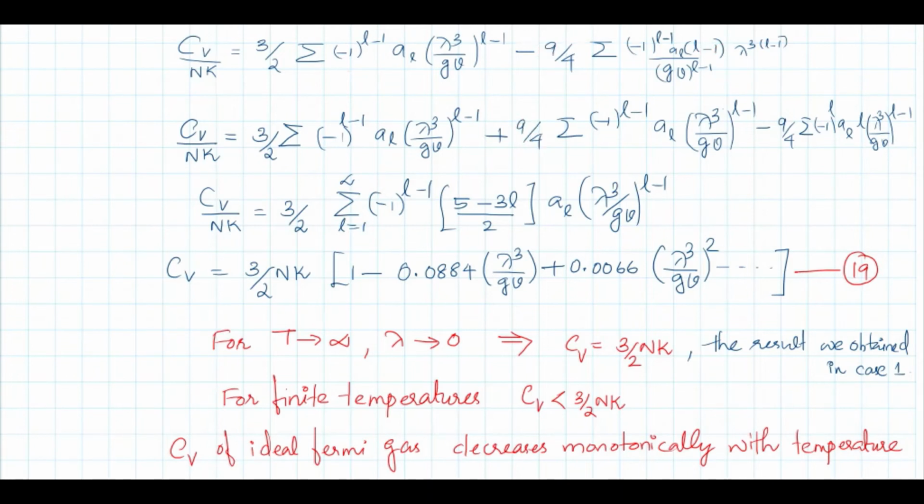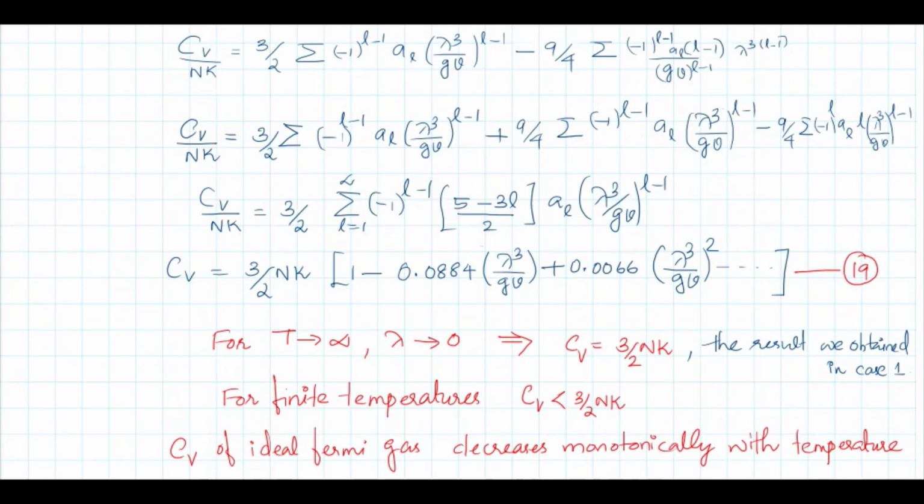by 4 into (σ minus 1) raised to (l minus 1) A_l λ³ by gV raised to (l minus 1), and the second term is minus 9 by 4 into this l. So minus 9 by 4 (σ minus 1) raised to l A_l into l λ³ by gV raised to (l minus 1). Adding the first two terms, you will get 15 by 4 into this quantity, and that is written here, 3 into 5, 15 by 4.